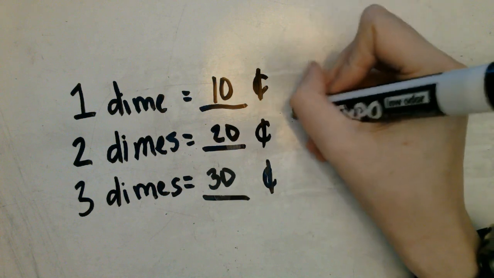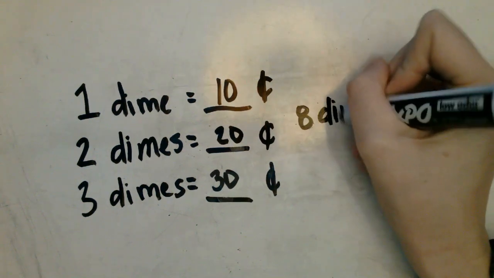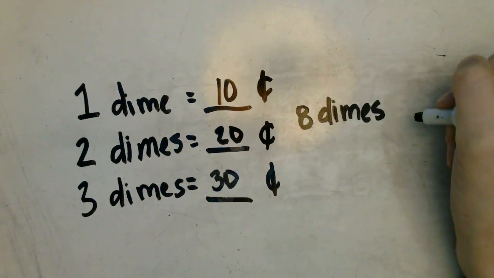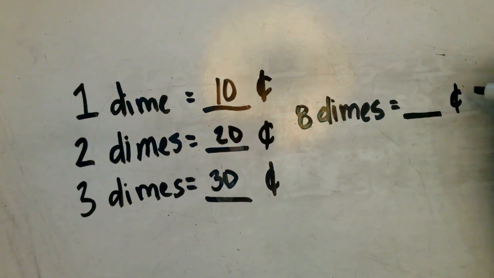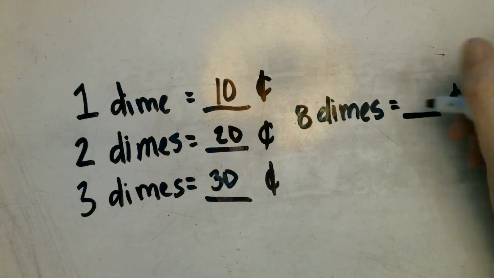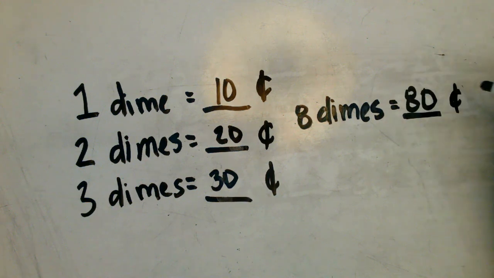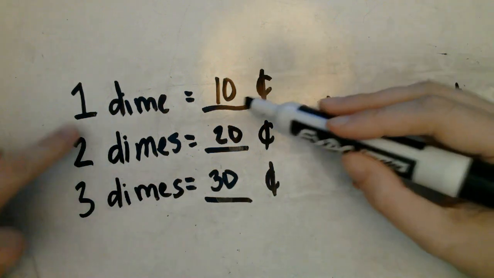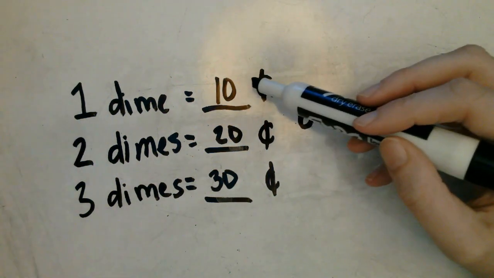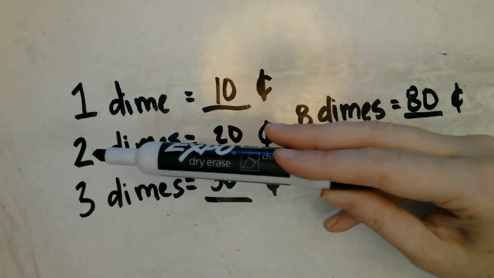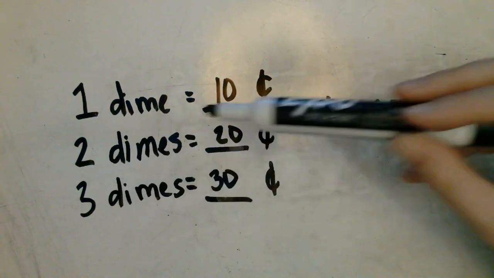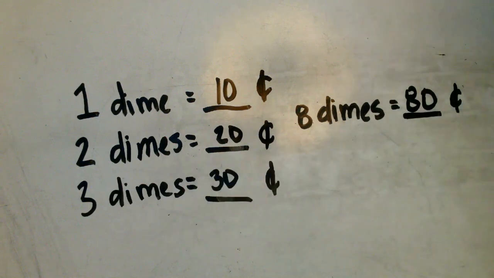Let's do one more tricky one. If we had, let's say, 8 dimes, how many cents would we have? Good, mathematicians, we would have 80 cents. If you were tripped up on any of those, always go back to the unit. 1 is always equal to 10. So that means we're always going to multiply our main value by 10. 2 times 10 is 20. 3 times 10 is 30. Let's do a few more examples.